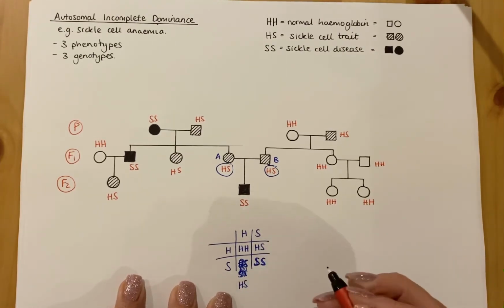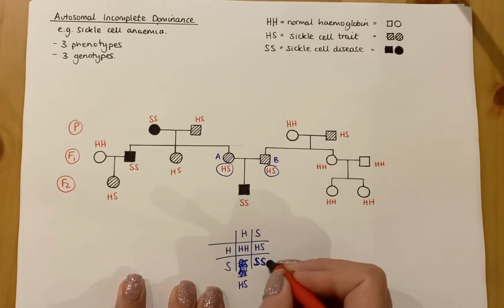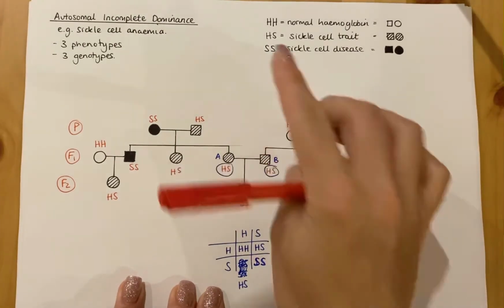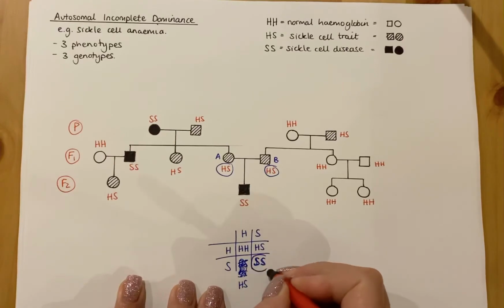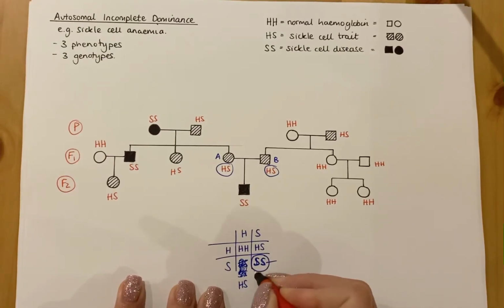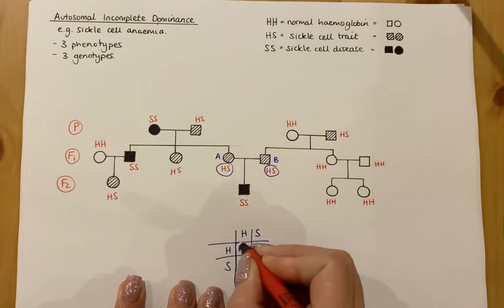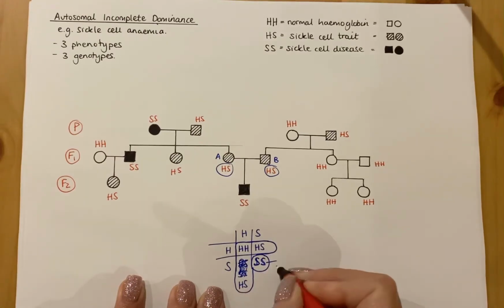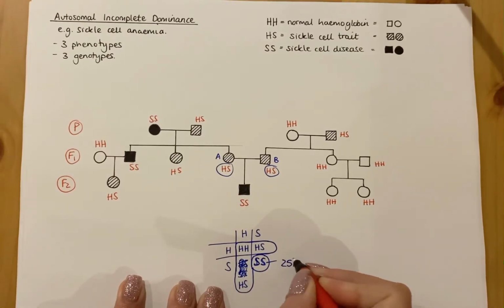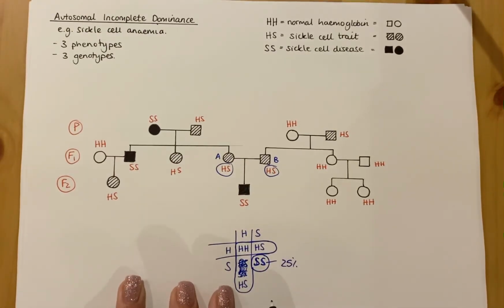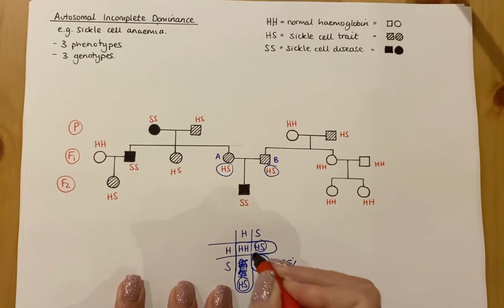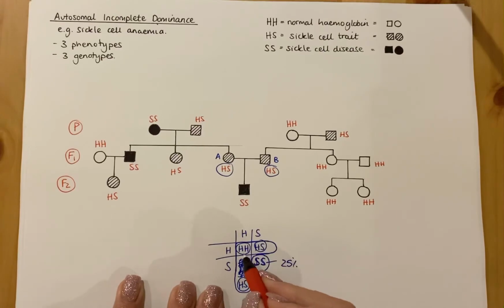So the question asked, what is the chance of their child having sickle cell disease? Sickle cell disease has 2 S's. So right here, out of the 4 potential genotypes, or 4 combinations, there's a 25% chance of them having sickle cell disease. There's a 50% chance of them having the trait, and a 25% chance of them having normal hemoglobin.